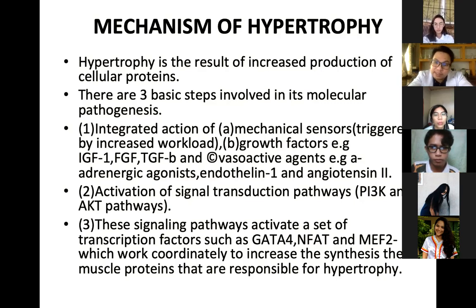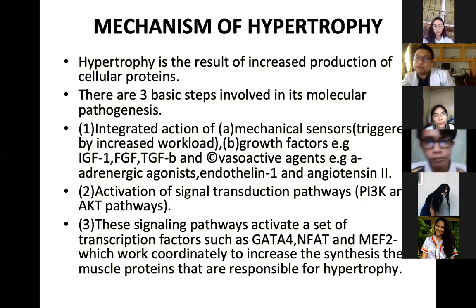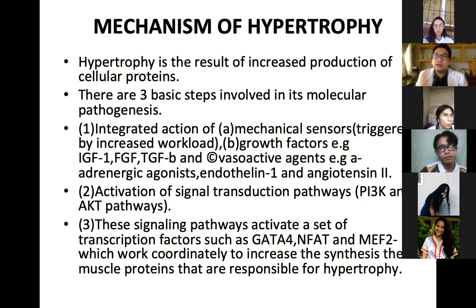So we have growth factors, basically. Next is activation of the signal transduction pathway. And lastly, the signaling pathway activates a set of transcription factors. So usually the GATA4, NFAT, and MEF2, which work coordinately to increase the synthesis of the muscle proteins that are responsible for hypertrophy. Usually, the example for hypertrophy is muscles.